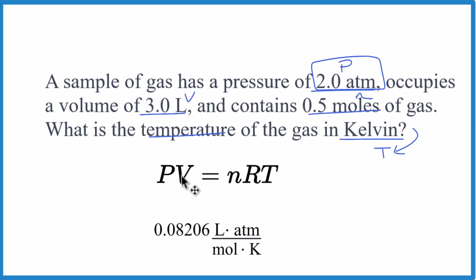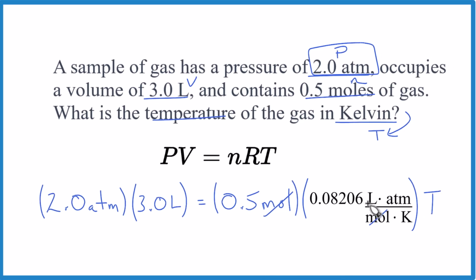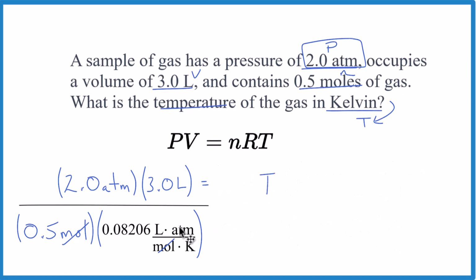So we plug everything into the equation. So we see we can cross out moles. That's the same here and there. But let's divide both sides by all of this to get T by itself. And that means that everything here is gone. Let's just get rid of it. So that would give us T.